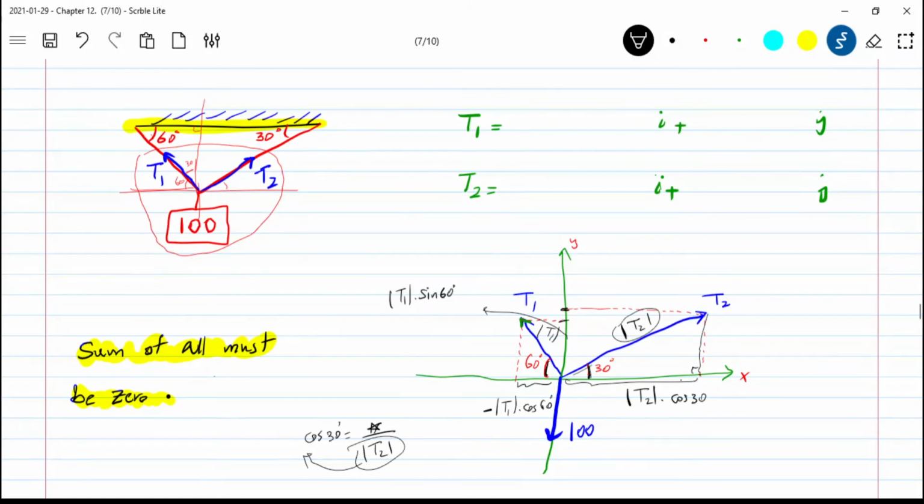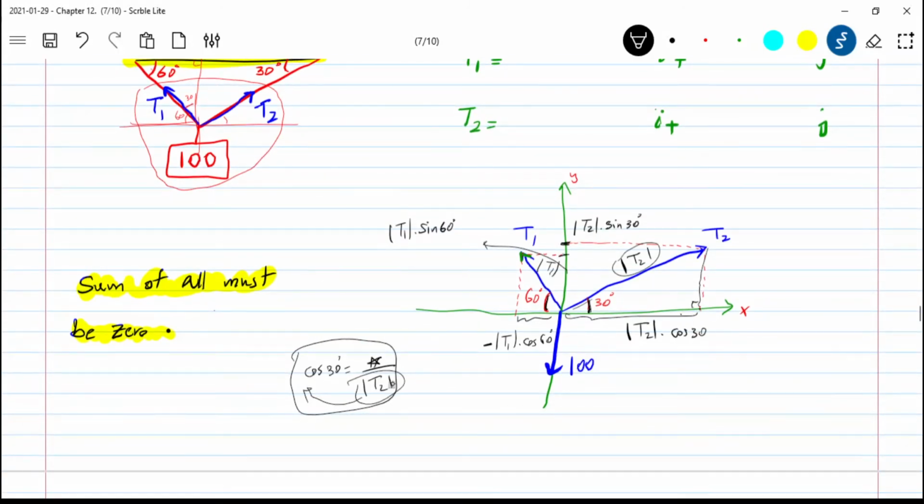And the other component of the vector T2 would be the magnitude of T2 times sine of 30. They all come back to this structure. The sine and cosine correspond to the x and y coordinates on the unit circle, which means you really scale it based on the triangle.